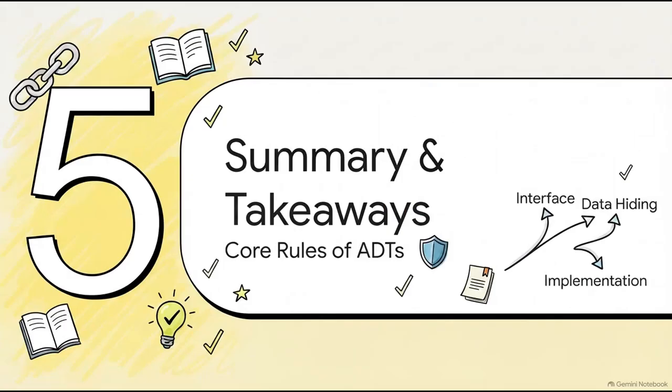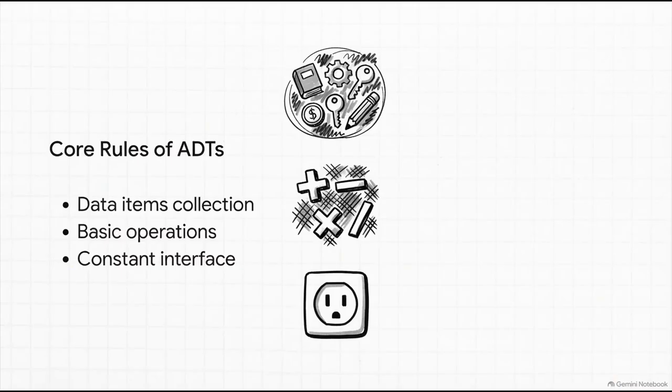All right, part 5, summary and key takeaways. We've covered a ton of ground, so let's quickly recap the fundamental rules and programming patterns you absolutely must remember for your exams. Drawing from everything we just looked at, here are your core rules. An abstract data type always consists of a collection of data items along with the basic operations that must be performed on them. In our flight example, the data was the list of seats, and the operations were listing the available seats and reserving a seat.